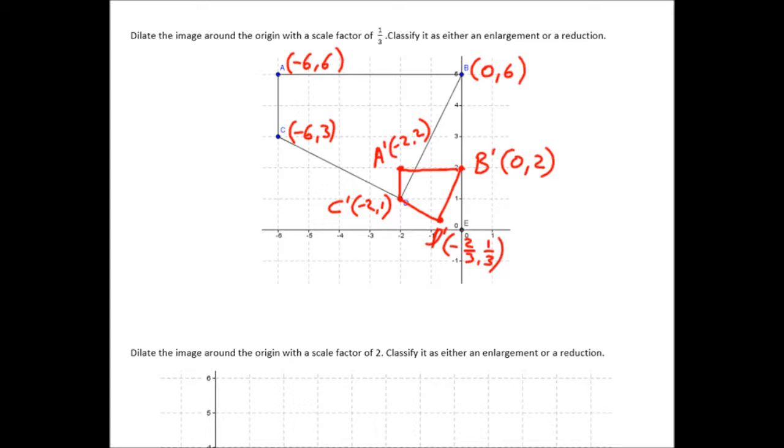We're also asked to classify this as an enlargement or a reduction. It is obviously a reduction.